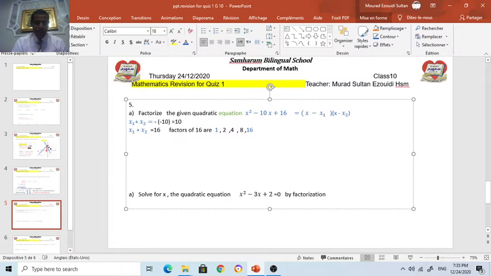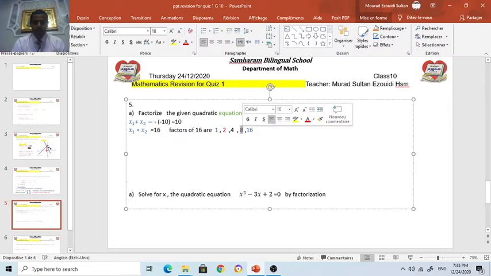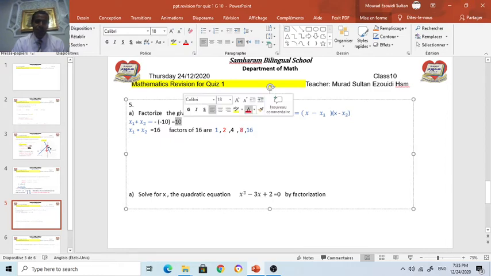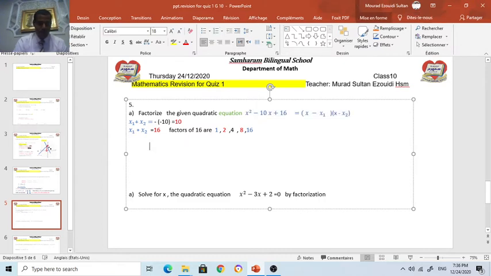Let's check now 2 and 8. I will change this one to the color red. 2 plus 8 gives 10, correct, and 2 multiplied by 8 gives 16, so I just found my two roots by the method of factorization. So this one I will just write here, my learners, and I will write my conclusion.